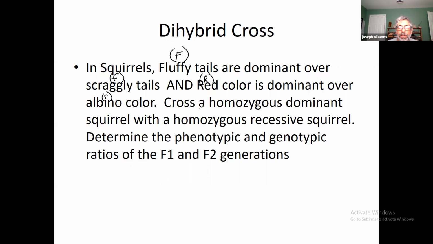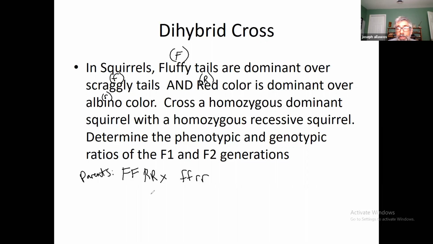Let's take the homozygous dominant squirrel. If it's homozygous dominant for the tail trait, what's its genotype? Well, homozygous means 2 of the same, dominant means they're uppercase. So we're going to cross a big F, big F. And then it's homozygous dominant for the other trait, and red is dominant, so big R, big R. We cross that with a homozygous recessive squirrel, homozygous recessive for both traits: little f, little f, little r, little r. So there's our parents. We determined our parents.